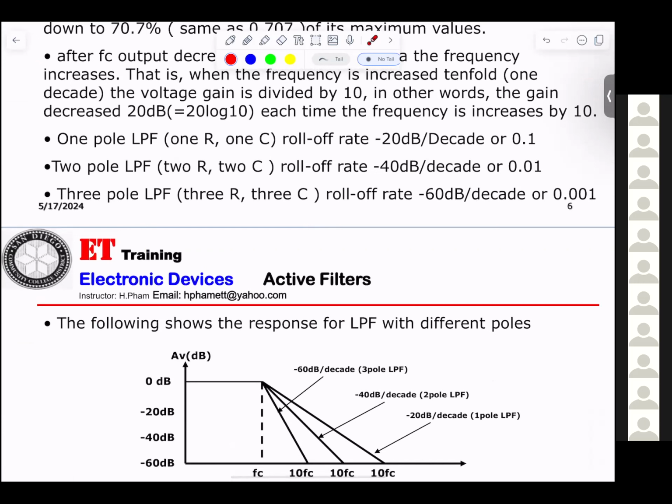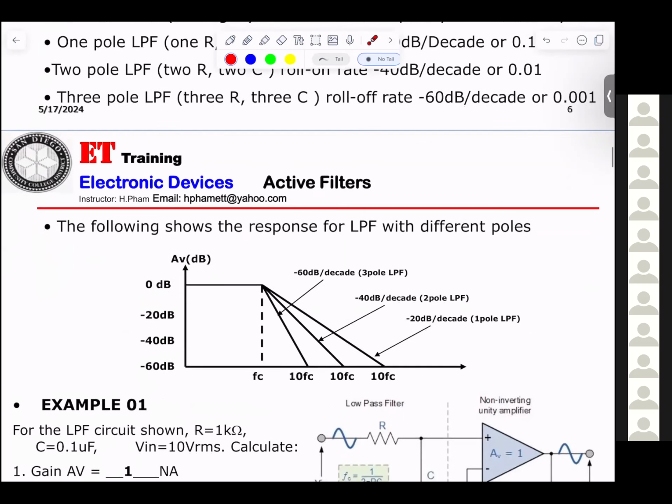Two-pole low pass filter. The roll off rate will be minus 40 dB per decade, or 0.01. Three-pole, the roll off rate minus 60, 0.001. Basically, you want 3 pole. You don't want 1 pole. Why? Because after the cutoff, you don't want any more amplitude. That causes the noise problem.